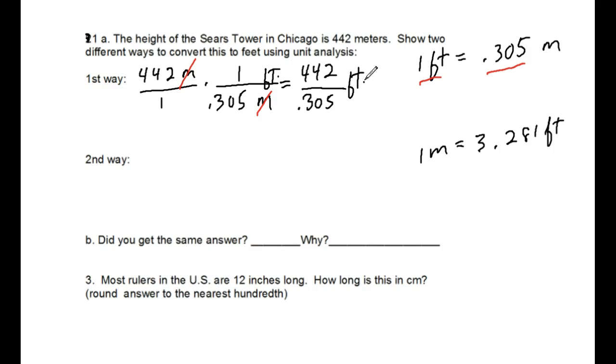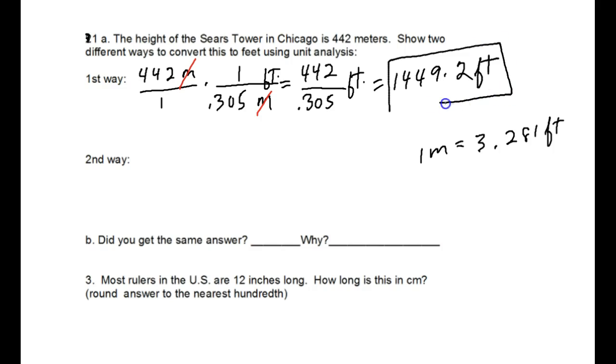If I take 442 and divide it by the 0.305, I'm going to get an answer of 1449.2. I'm going to round off to tenths here. And those are feet. So there's one correct answer.